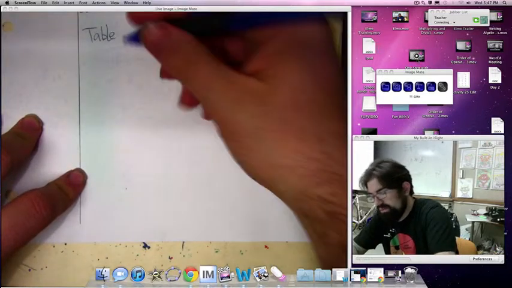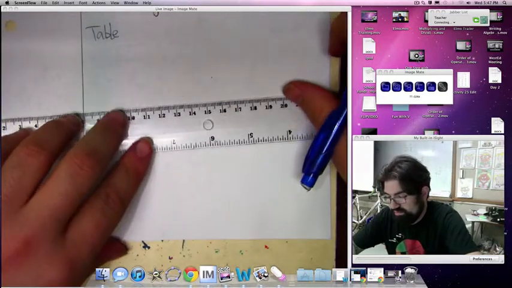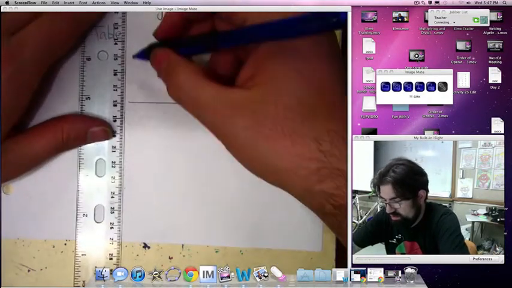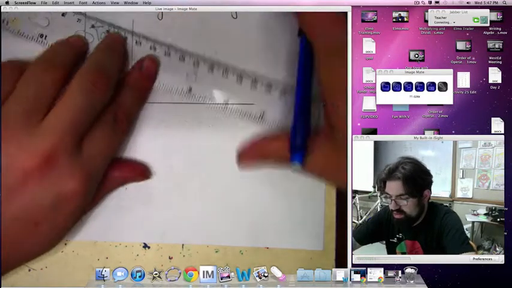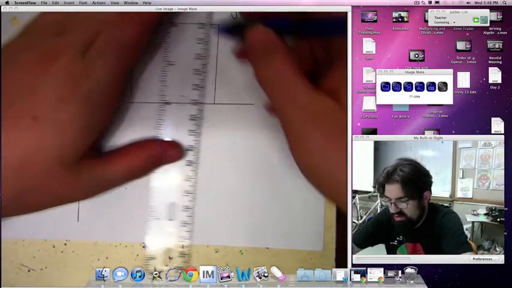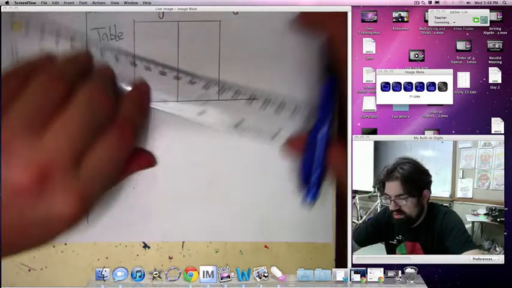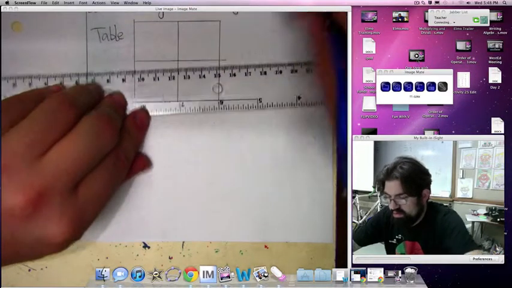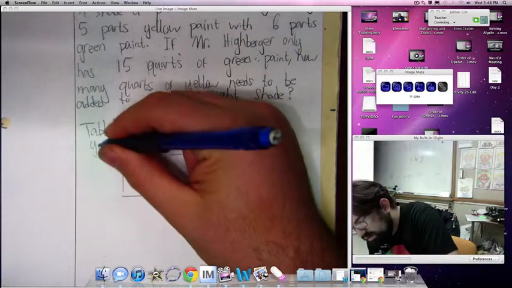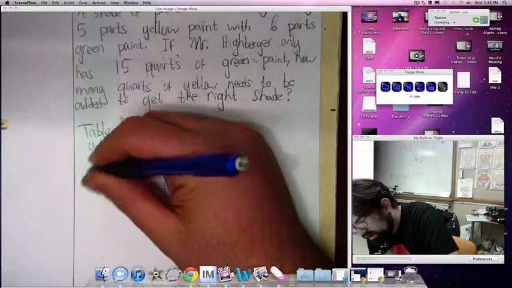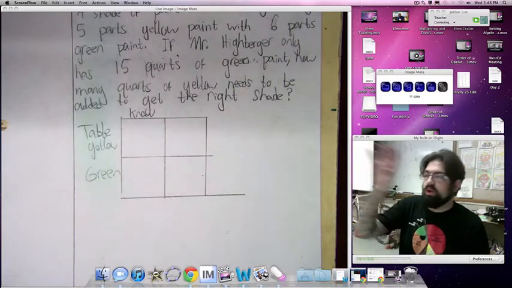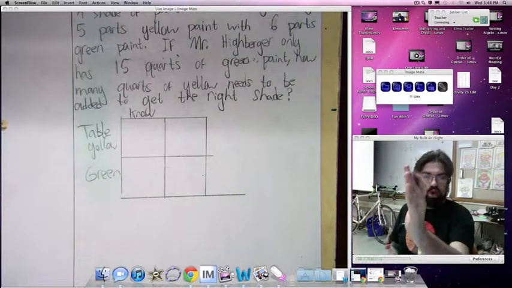So here we go. Table. And it's always going to be a 4-square table. I don't know why I just made it so big. I think I'm going to trim it down a bit, just like that. Okay. What type of colors are we using? We are using yellow and green. Notice I put here my quantities, bam, bam. It's the first column.